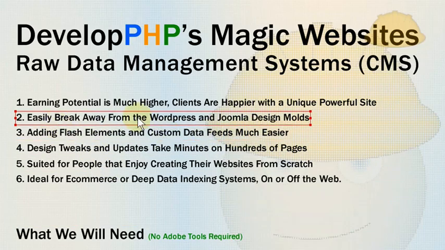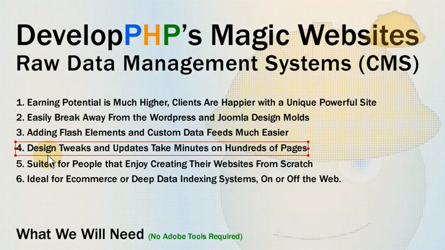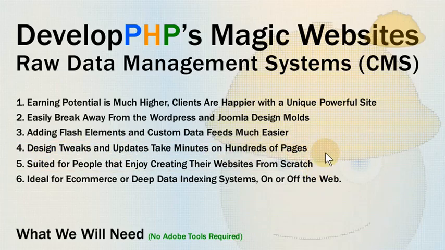Easily break away from the WordPress and Joomla design we talked about. Now the design tweaks and updates take minutes on hundreds of pages. So say your site gets up to indexing to where it has 200 pages. Where at Develop PHP we have way over 200 pages. What you do is you use templates, and I'm going to show you how to use templates effectively to make the design updating and changes in certain things a whole lot easier. So on hundreds of pages, instead of taking days to update things, it just takes minutes to update a couple of template files, and then you're done.